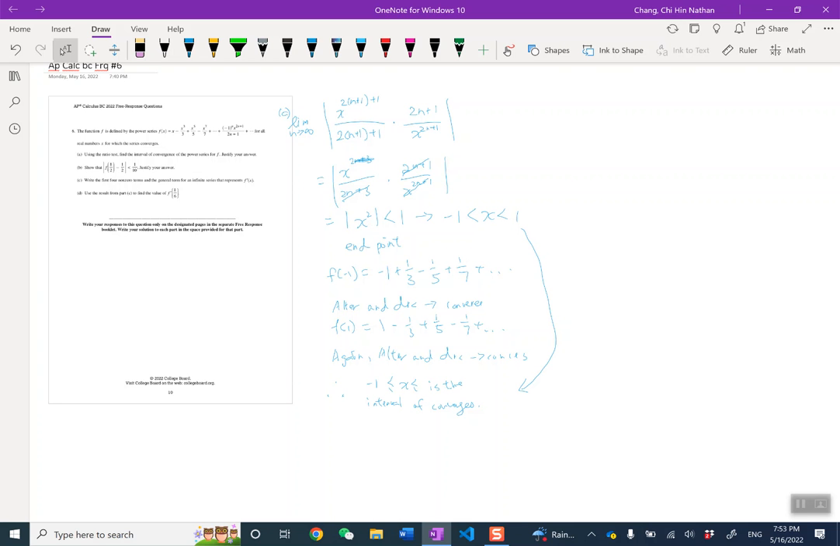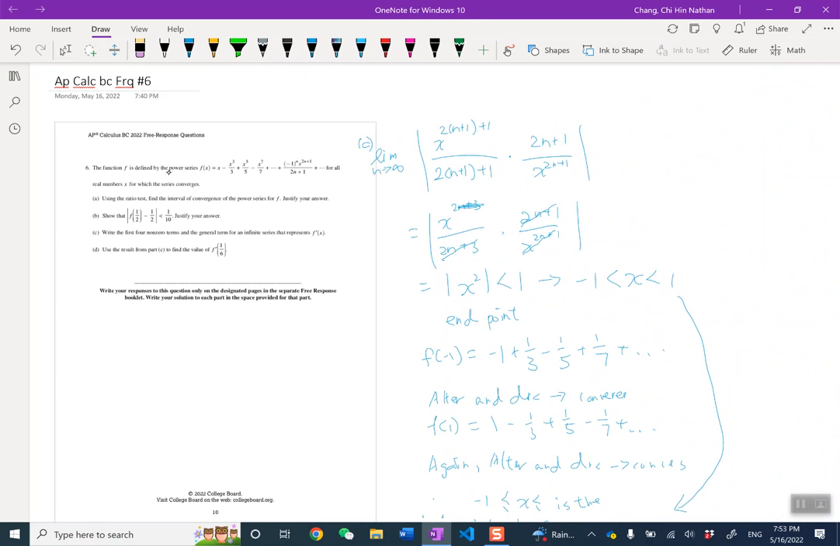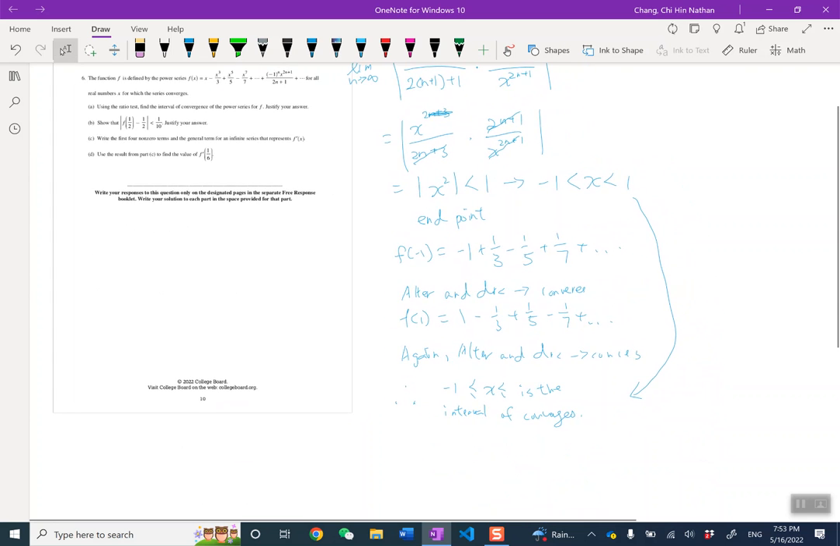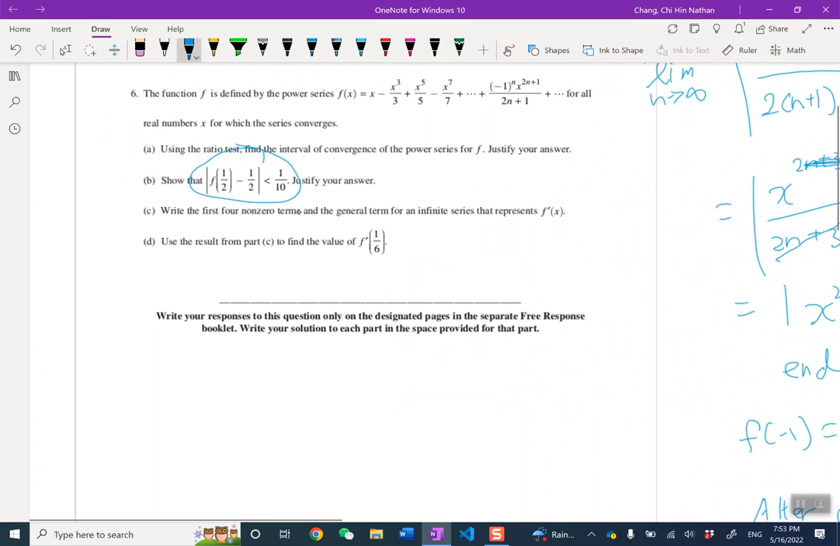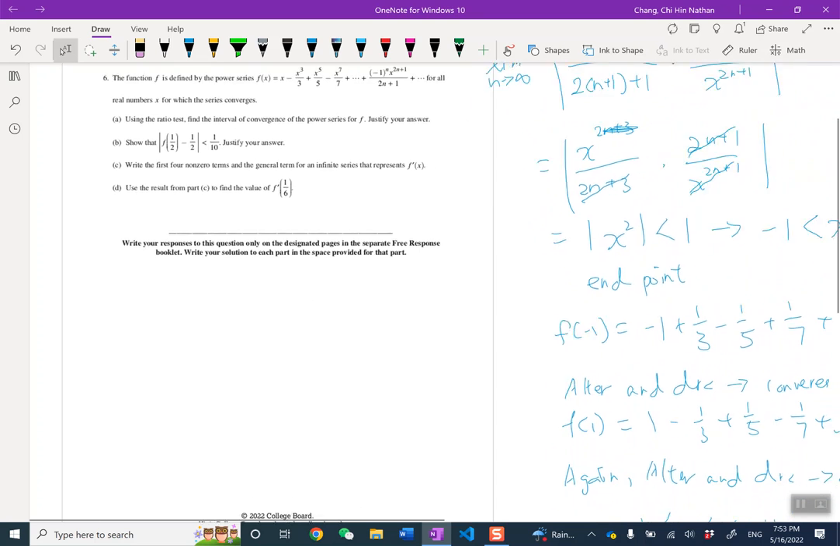Part B, show that the absolute value of f of 1 over 2 minus 1 over 2 is less than 1 over 10. When we saw this part, we have an absolute value with a weird negative 1 over 2. And if we remember the definition of the alternating series test, the error of the estimate. So basically what this is doing is they're using the first term to estimate f of 1 over 2. And the error will be the next term after 1 over 2.